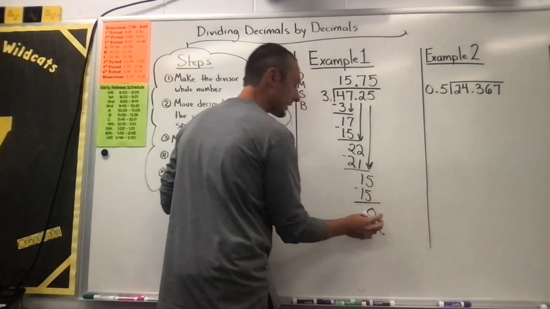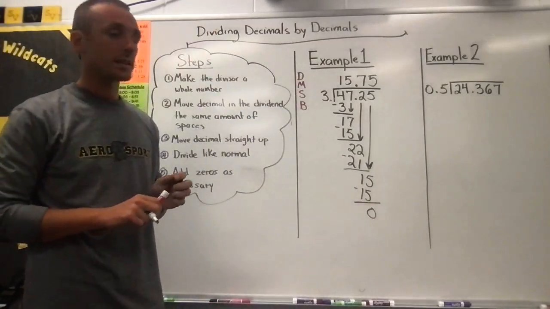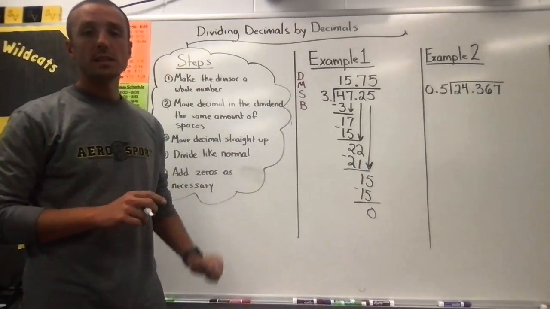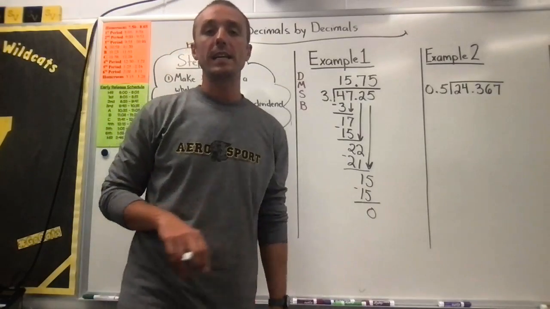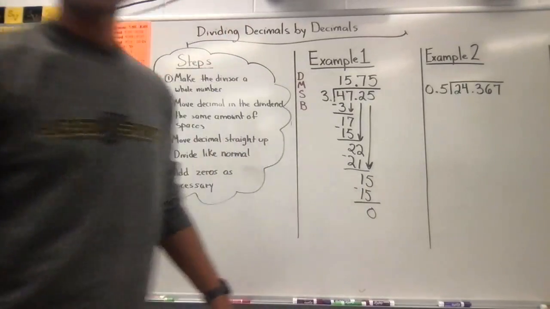And remember, the whole goal is to get a 0 down there. That is our goal, to end with a 0. So the answer to 47 and 25 hundredths divided by 3 is 15 and 75 hundredths.